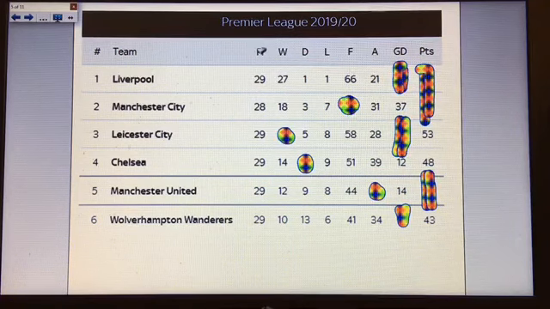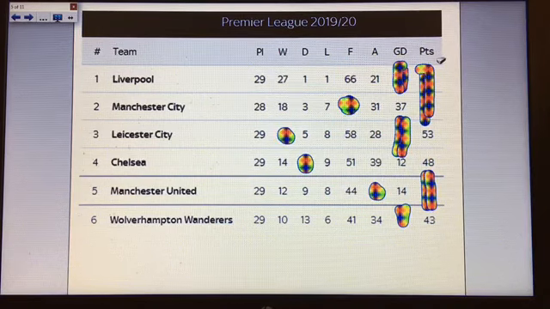The first column there, if you can see me hovering my eraser over it, is the matches they've played. W stands for wins, D for draws, L for losses. F stands for goals scored for. So they've scored 66 goals, and A stands for the goals scored against, and they've conceded, they've let in 21 goals. And GD is your goal difference. To find your goal difference, you subtract the goals they've let in away from the goals they've scored.